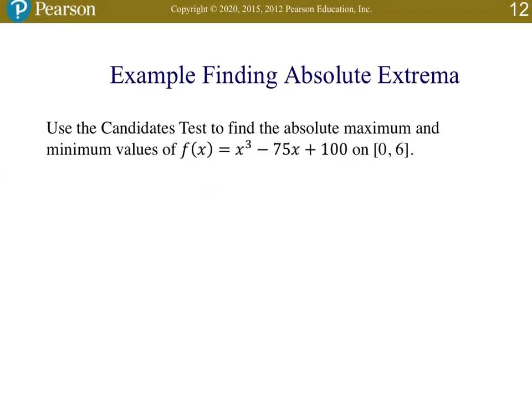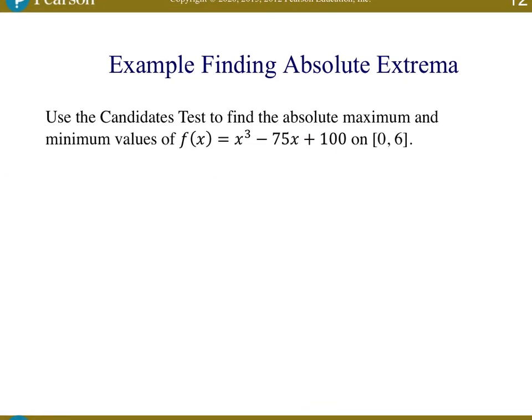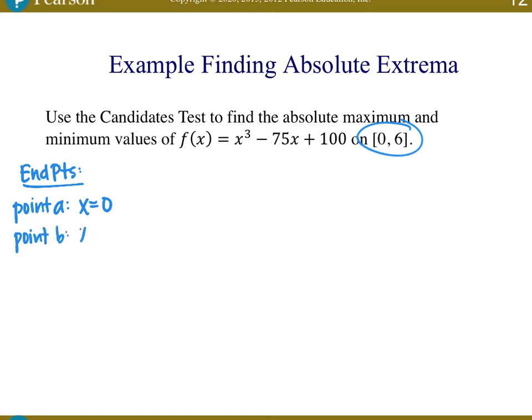So let's actually do this in each of those steps. So use the candidates test to find the absolute max and min of the following function. So we're going to start with the endpoints. We'll start with point A. So the endpoints are based on the interval 0 to 6. So x is 0 is point A. And point B, x is 6. So that's all that we're looking at. We're looking at from 0 to 6. And we want to find the y value that goes with each of those.